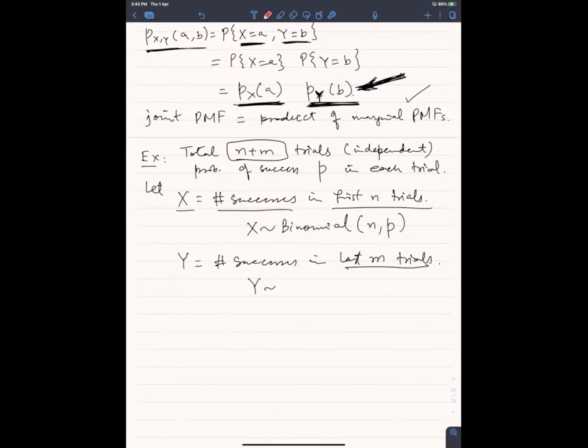Same as x, so binomial np minus 1. I don't know why it would be p minus 1. p minus 1 तो भाई नेगेटिव हो जाएगा.